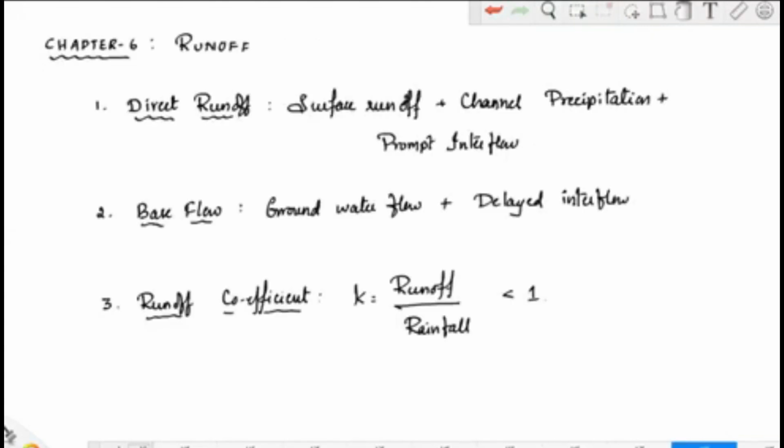So what is delayed interflow? Assume this is your ground surface, and there is a river flowing down here. Water which enters into the ground will flow within the ground, and after some time it will come out of the ground. Then finally it will flow on the ground and reach the water body. Such kind of flow is called a subsurface flow or interflow. If such a flow is taking more time, then we call it a delayed interflow.